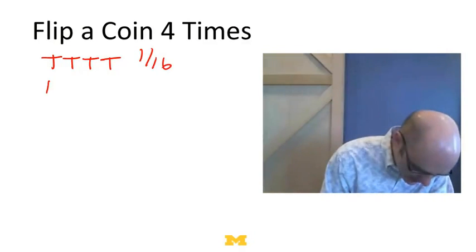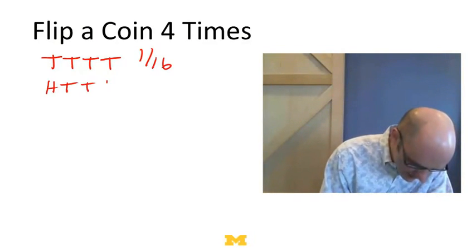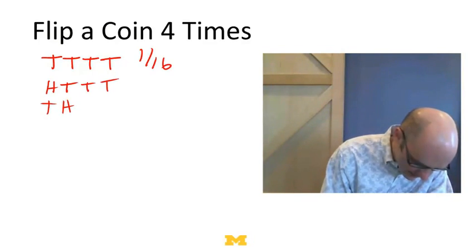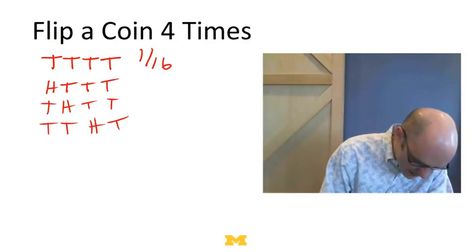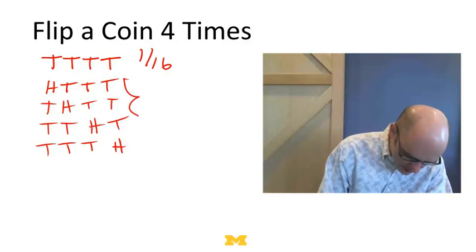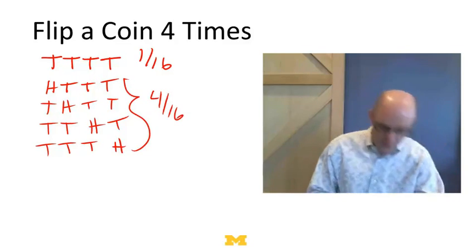What are the odds of getting 1 head? Well, I could get the head first, and then 3 tails. I could get it second. I could get it third. And it could come last. So there's 4 places it could show up. So that means there's a 4/16 chance.